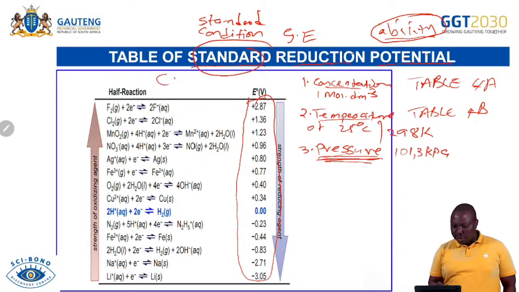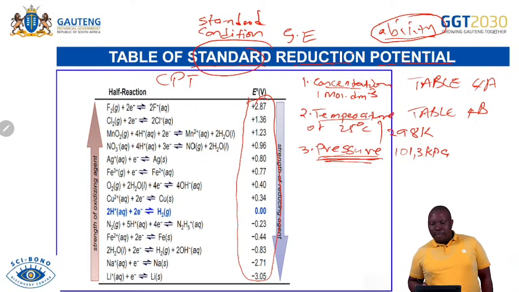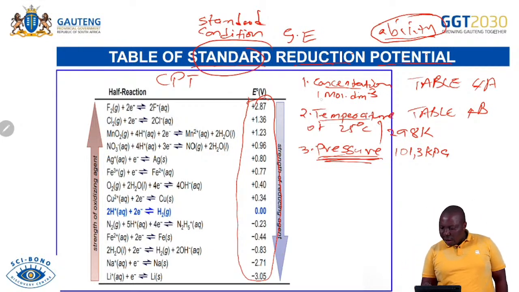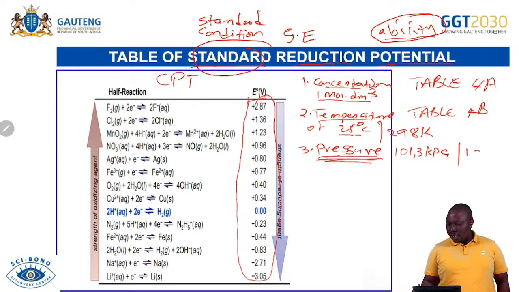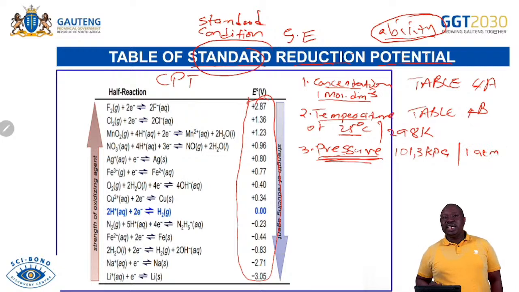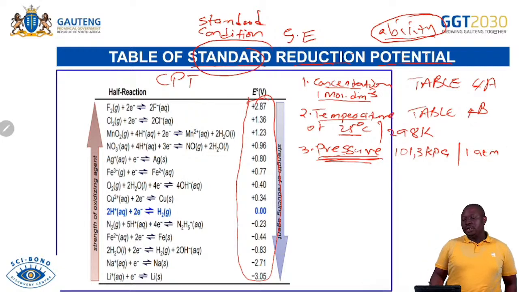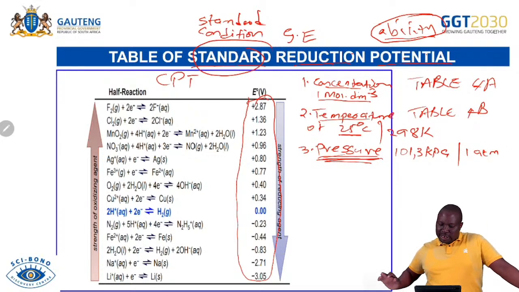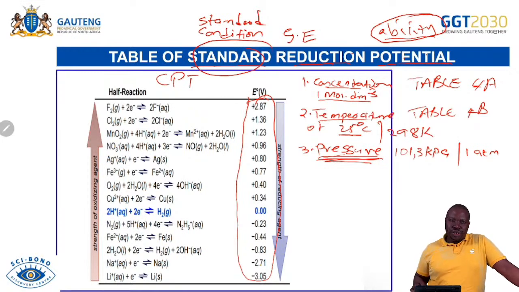So we like to call it CPT. You can't say CPT because you have to state what is the concentration. It must be 1 mole per cubic decimeter. What is temperature? It must be 25 degrees Celsius. What is pressure? Must be 101.3 kilopascals. You can say 101.3 kilopascals, or you can just say 1 atm, because that is atmospheric pressure of 1. So you have to understand that those are the standard conditions.